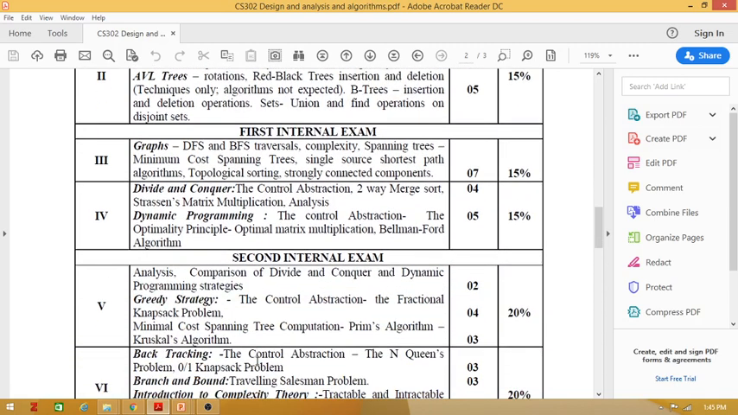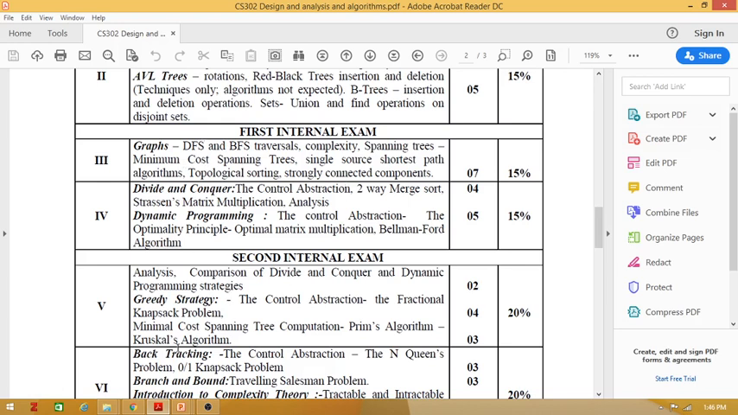Then the analysis of that algorithm, and the comparison of divide and conquer and dynamic programming, is also included in the video lecture. And greedy strategy: we have seen the steps in greedy, the elements of greedy, the fractional knapsack. And for minimal cost spanning tree computation, we had 2 algorithms, Prim's and Kruskal. Prim's and Kruskal also we have seen in module 3, minimum cost spanning tree. I have included the video.